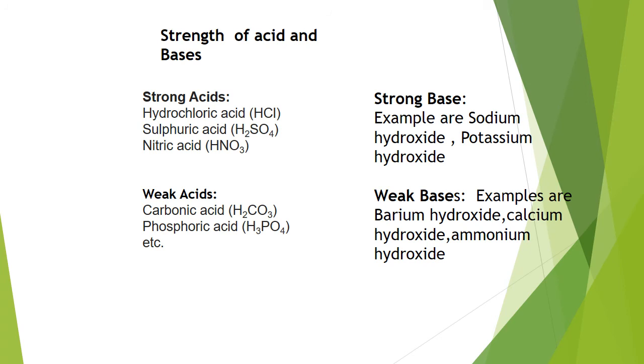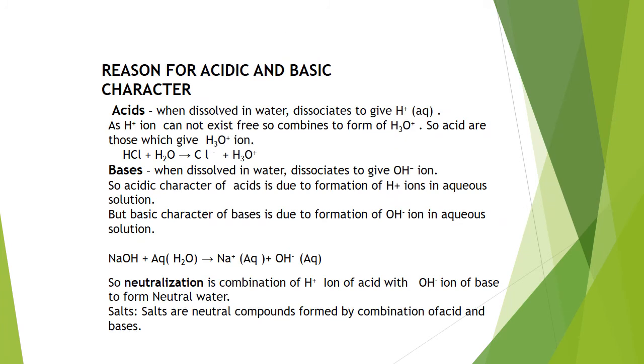Depending upon the strength of acids and bases, they are classified as strong and weak. Examples of strong acids are hydrochloric acid, sulfuric acid, nitric acid. Weak acids are carbonic acid, phosphoric acid. Strong bases are sodium hydroxide, potassium hydroxide. Weak bases are ammonium hydroxide.